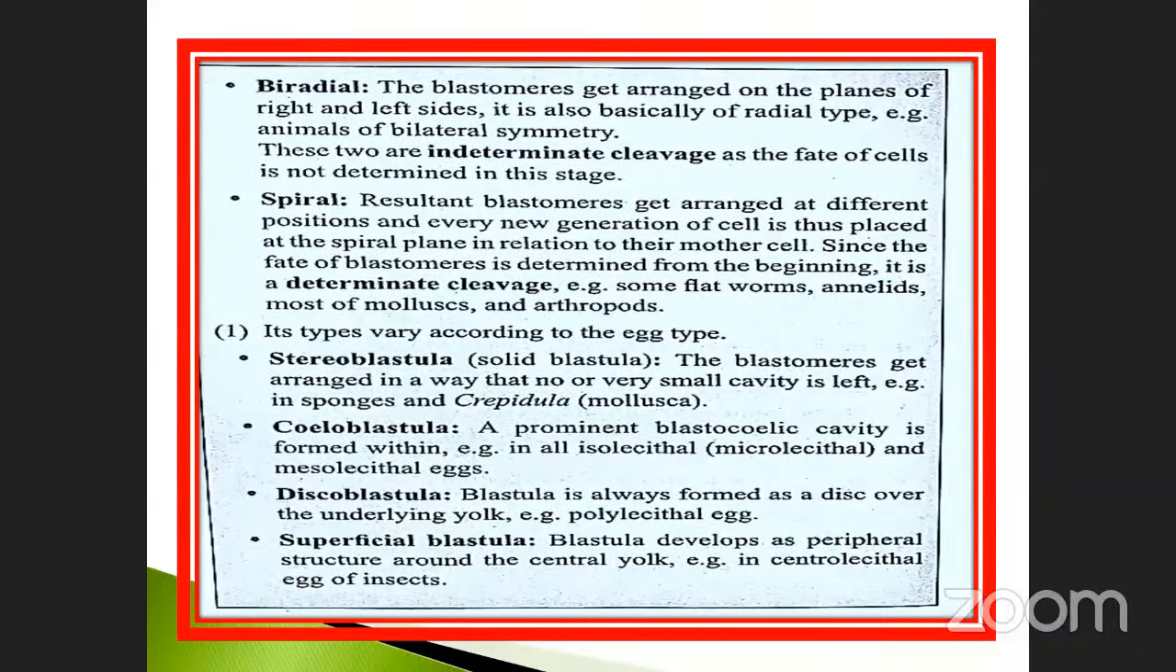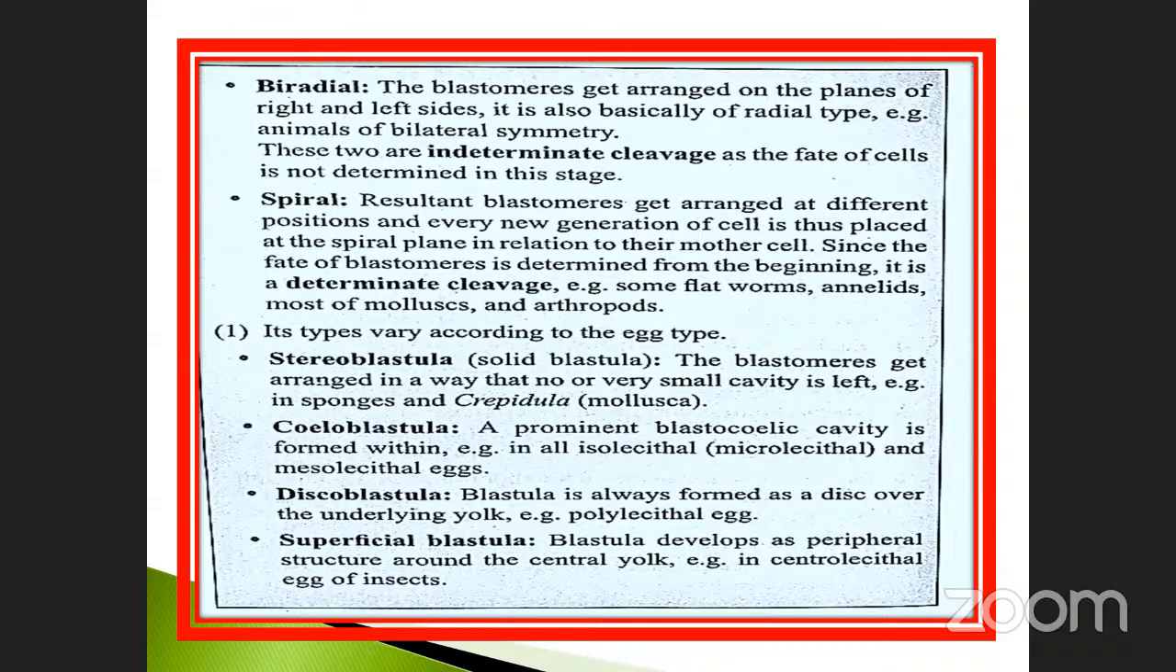Next, biradial, or bilateral. We can be split into two halves: one eye, one nose, one hand, one leg, likewise. The blastomeres get arranged on the planes of the right and left sides. It is also basically of the radial type. Example: animals with bilateral symmetry, and we are all animals, so our body is also split into two halves. These two are indeterminate cleavage, as the fate of the cell is not determined at this stage.